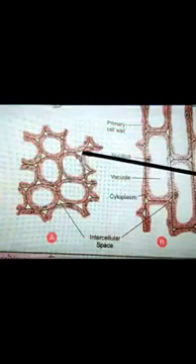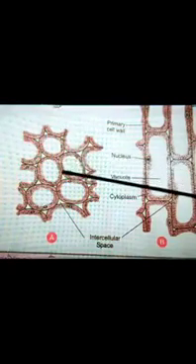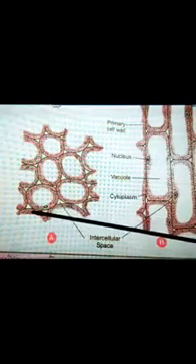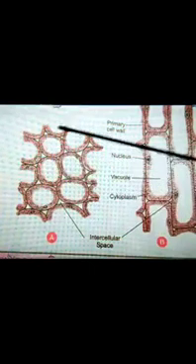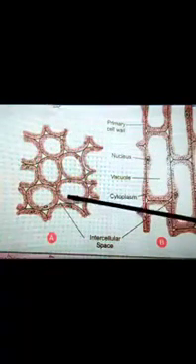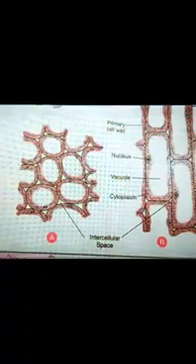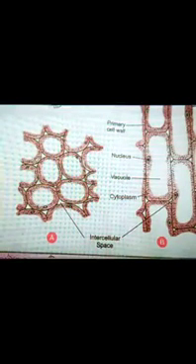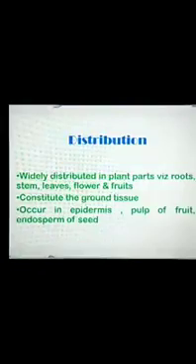Another thing, cells are loosely packed. You can see the space between the cells. This is called intercellular space. So in these tissues there are intercellular spaces, meaning cells are very loosely packed. These are living cells showing all the cellular activities.